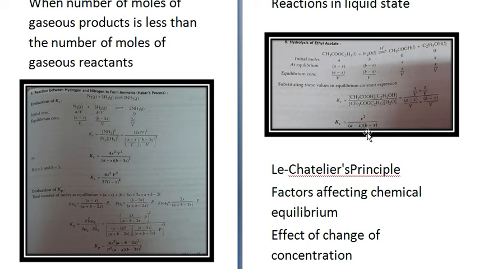Next is the effect of change of temperature. If a reversible process is exothermic in the forward direction, it will be endothermic in the backward direction.